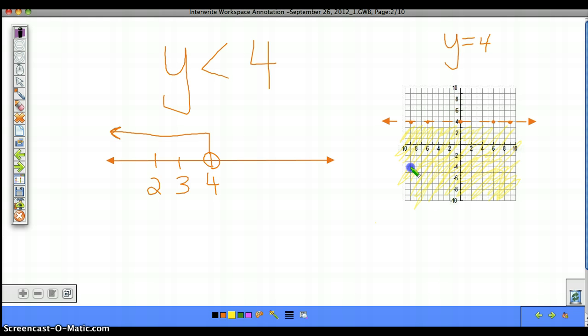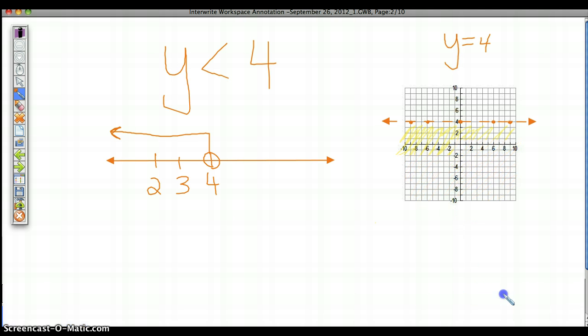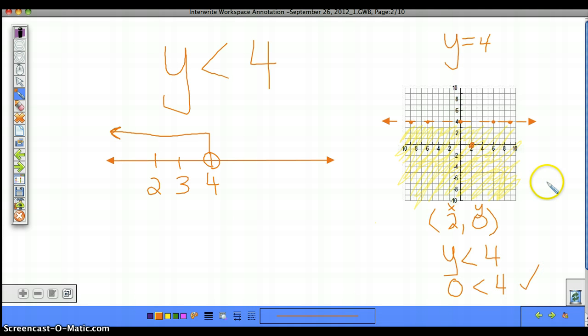Now what this means here is I should be able to plug any point that's being shaded into my equation and it should work. So if we were to pick the point (2, 0), I should be able to plug it into y is less than 4 and it should work. Here my x is 2, my y is 0. So if I plug in 0 for y, 0 is less than 4, so I know it works.